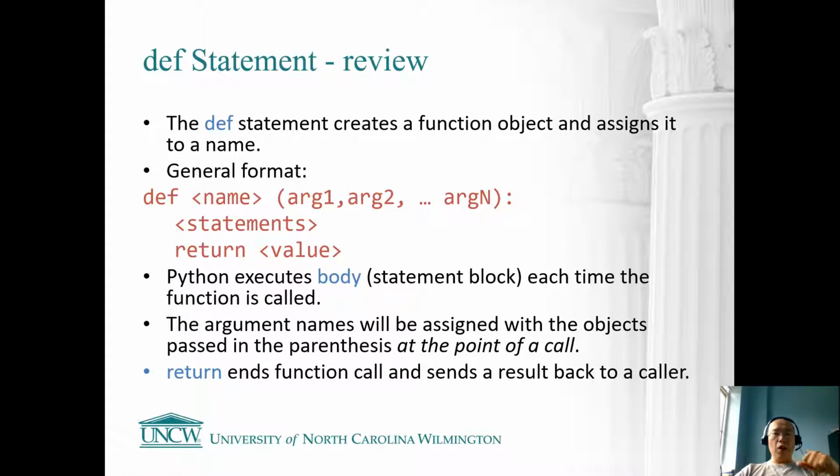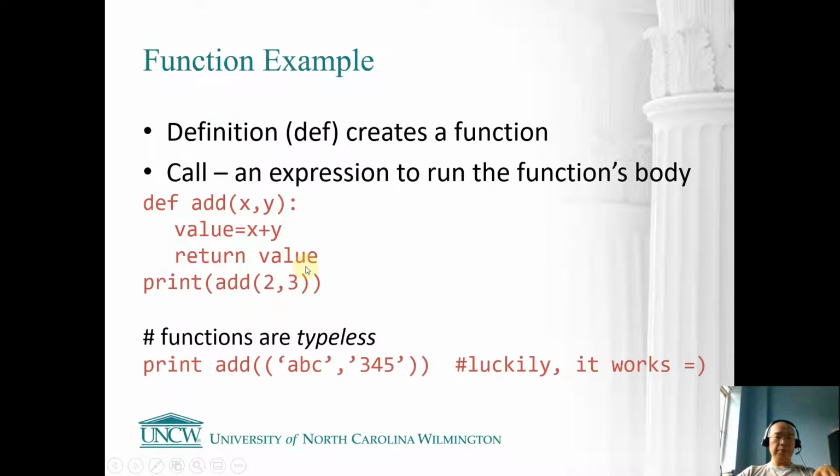If there are no arguments at all, it's just a pair of empty parentheses, and then we have a colon. After the colon, everything indented is considered the body of the function. So whenever this function is called, the body will be executed, right? And at the very end, usually we have a return. Return means whatever value we want will be sent back to the caller. Okay, so this is the general structure of a function definition.